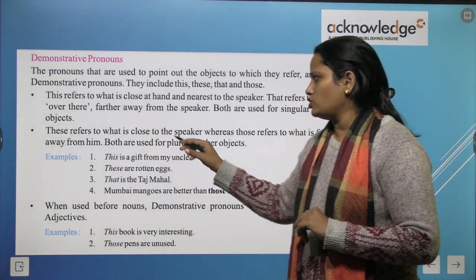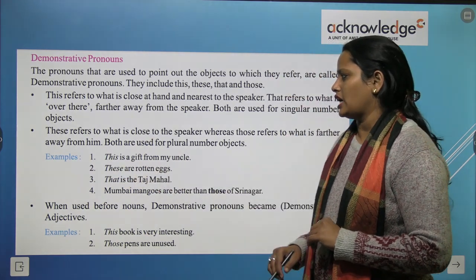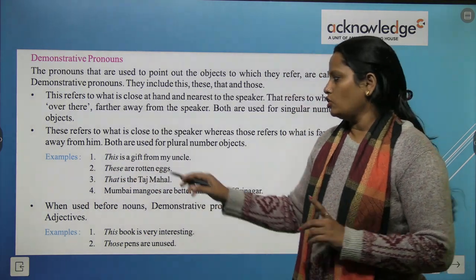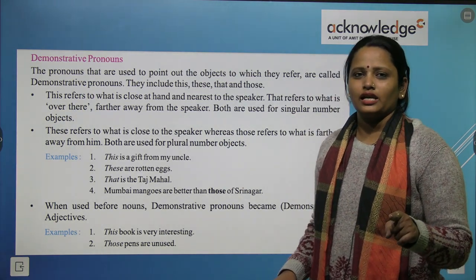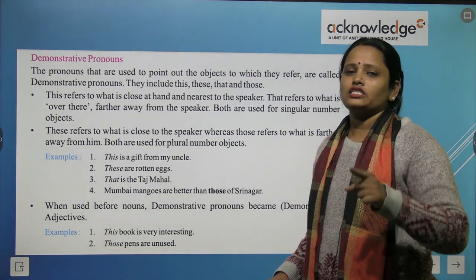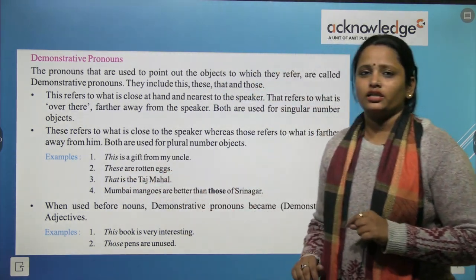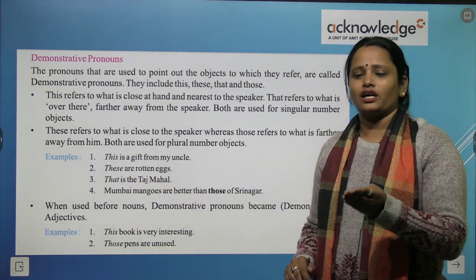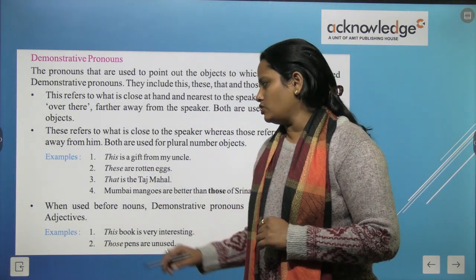So these are the examples. Let's see the example. This is a gift from my uncle. So here we are talking about this. ये वो gift है जो मेरे अंकल लाए. So हमने क्या कहा? This का use किया. So this is here the pronoun. These are rotten eggs. So हमने eggs की तरफ दिखा के कहा ये जो eggs हैं these are rotten. So again these are used.